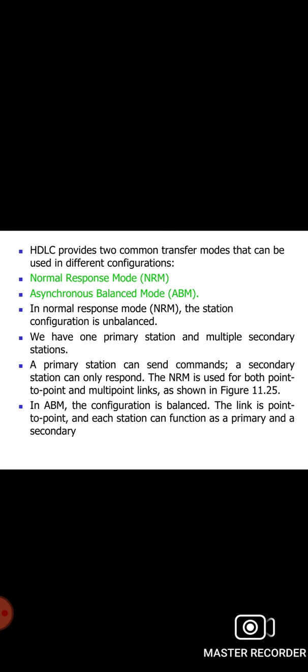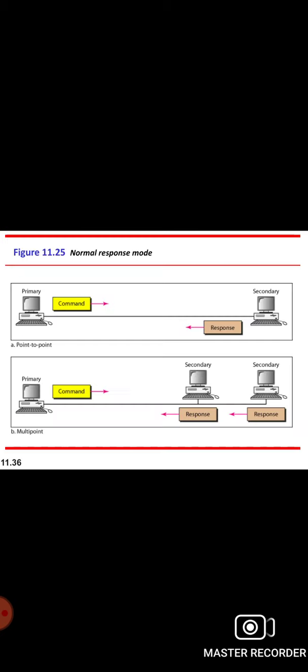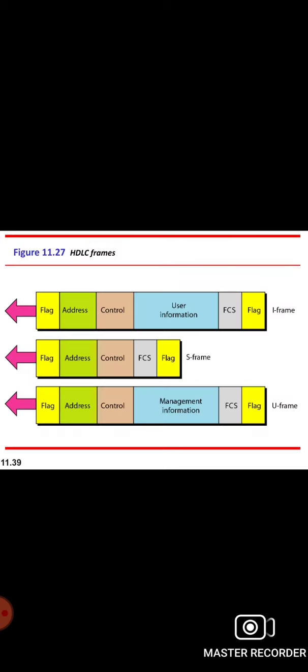Each type of frame serves as an envelope for the transmission of a different type of message. I-frames are used to transport user data and control information. Let's see that format. Yes, this is the format. S-frames are used only to transport control information. U-frames are reserved for system management. Information carried by U-frames is intended for managing the link itself. Right. Now let's see the frame format in detail.